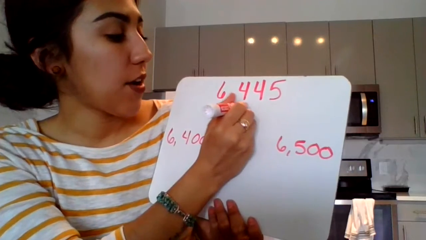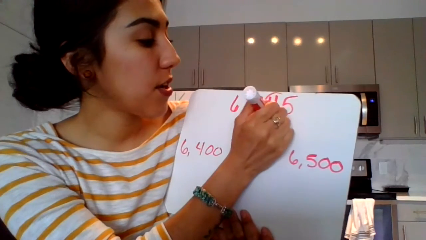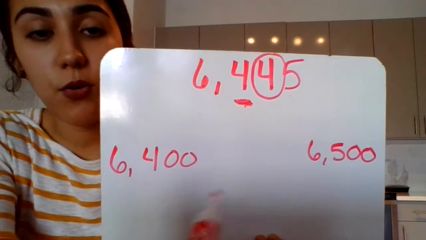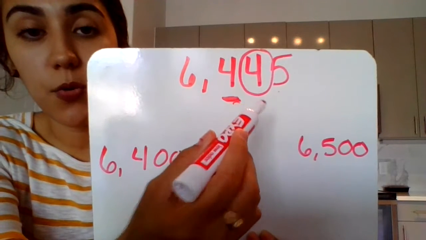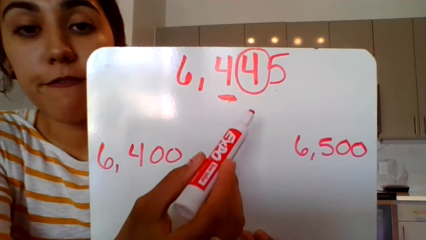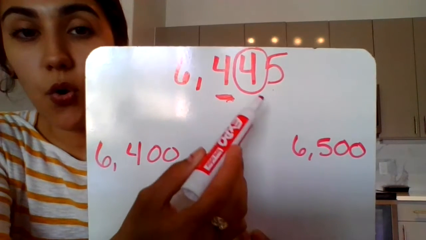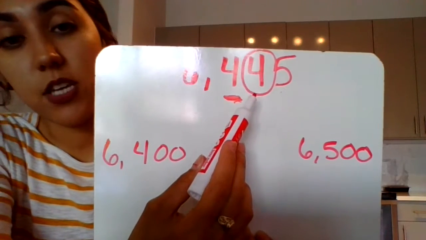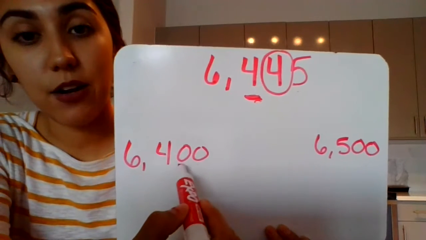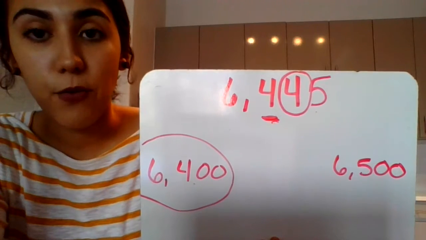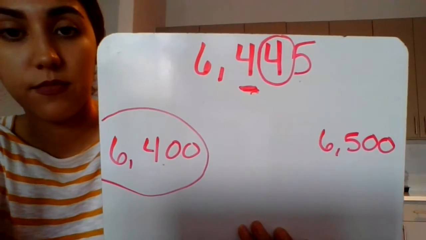So you underline the place value they want you to round to, and then you circle the number to the right. That number we circle is going to tell us if we're going to round down or if we're going to round up. This is also where we're going to apply our rounding rules. Our rounding rules are 5 or more, raise the score, or 4 or less, let it rest. Well, this number 4 that we circled falls under the 4 or less, let it rest. So we're going to round down. And your answer is 6,400.